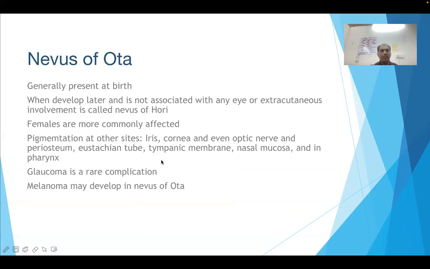The nevus of Ota may be associated with eye or extracutaneous involvement. The sclera is also affected. Whenever a nevus of Ota develops later in life and is not associated with ocular involvement, it is labeled as nevus of Hori. Iris, cornea, optic nerve, periosteum, eustachian tube, tympanic membrane, nasal mucosa, and pharyngeal areas are other areas that can show pigmentation. Melanoma may develop in long-standing cases of nevus of Ota in some cases.